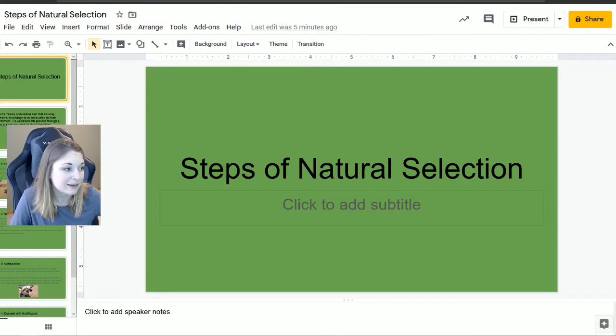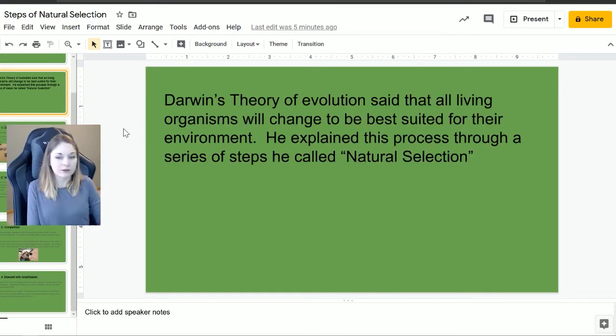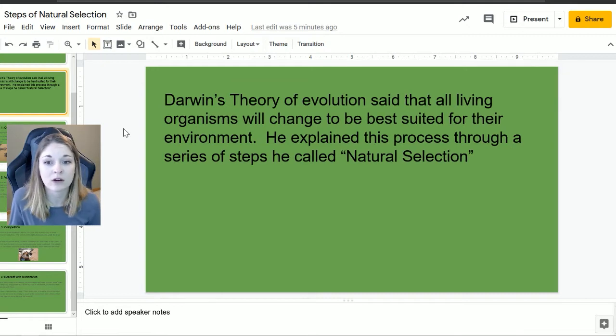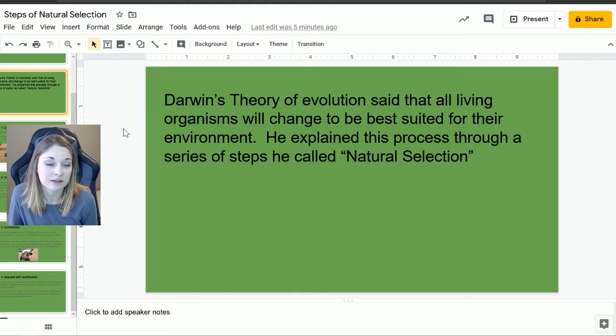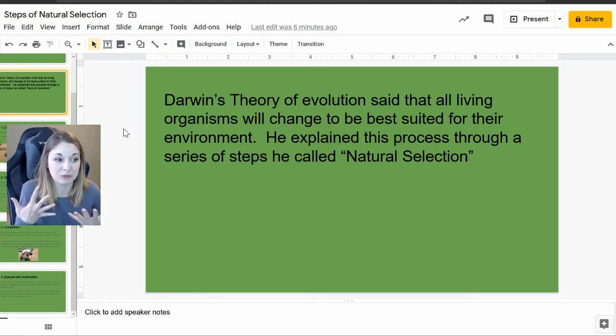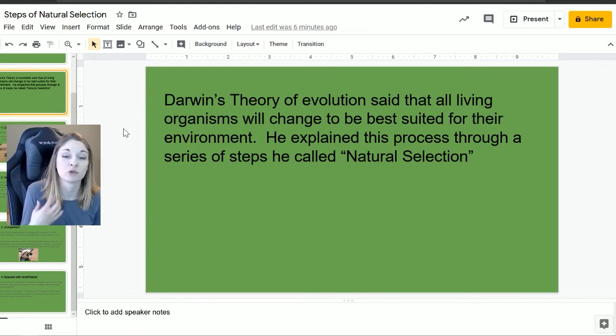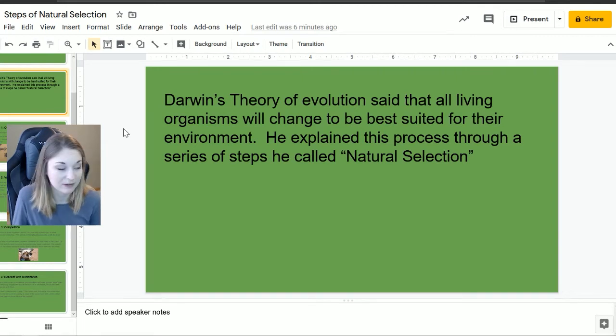So it's pretty easy. Basically, what it comes down to is Darwin's theory of evolution said that all living organisms will change to be best suited for their environment. And he explained that this process happens through steps he called natural selection. And so basically anything living in an environment, which would be everything, will try to best survive that environment. So if the environment changes, those organisms will be trying to change. If the environment stays the same, those organisms will try to be better in that environment. That's really what it comes down to.